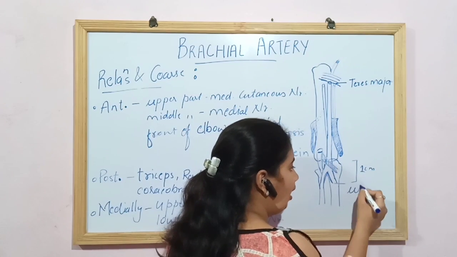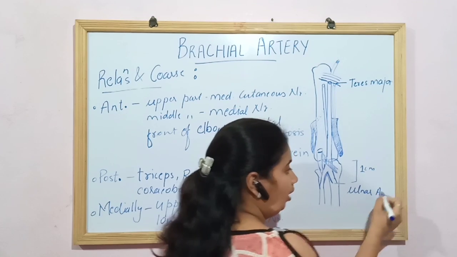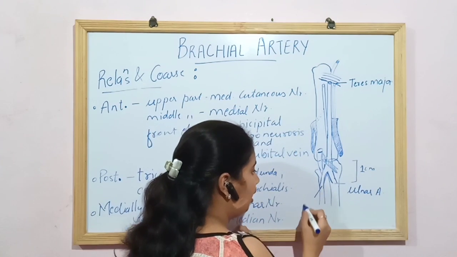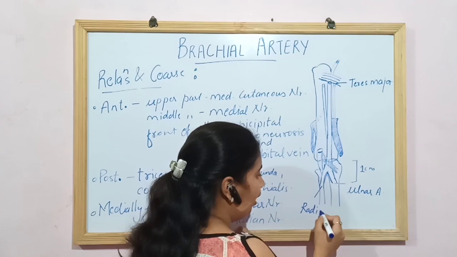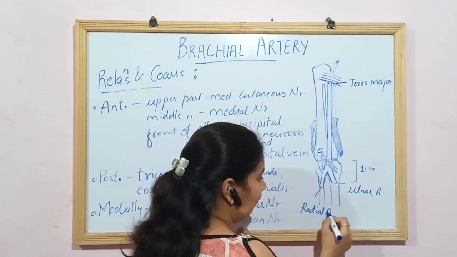This is your ulnar artery because it is present over the ulnar bone. This is your radial artery because it is present over the radial bone.